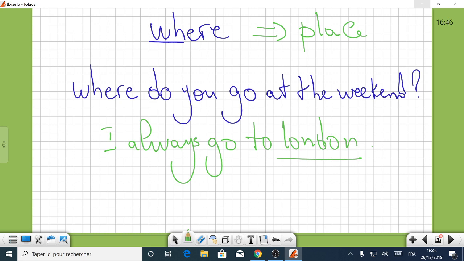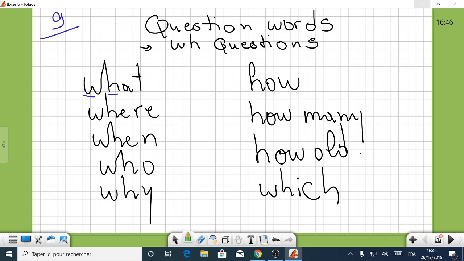So the first one is what. We use what to ask about objects. And the second one is where. We use where to ask about places. For example, where do you go at the weekend? And the answer is I always go to London. And London is a place. So whenever you see a question with where, the information we're looking for is the place, of course. So let's go back and see the third one.